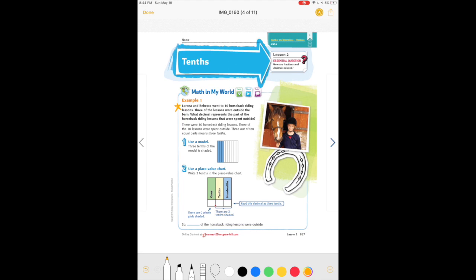So using a model, I would draw a base 10 block and divide it into 10 pieces, and then I would color in 3. Then using a place value chart, you would write a 3 in the tenths place. There are 0 whole grids, and there are 0 1/100ths colored in, but there are 3/10 shaded. So 3/10 of the horseback riding lessons were outside, or 0.3.